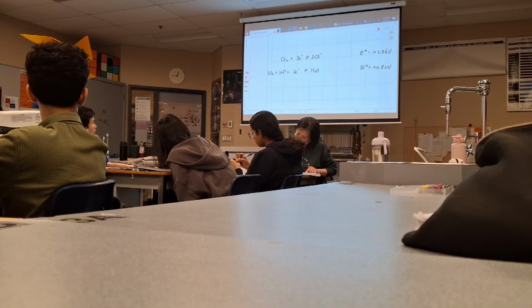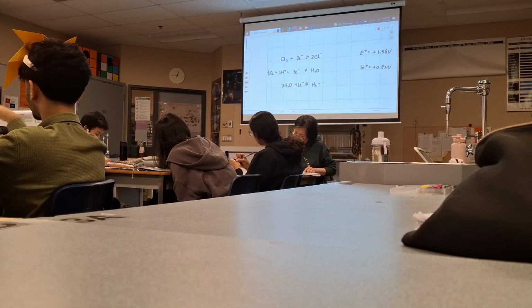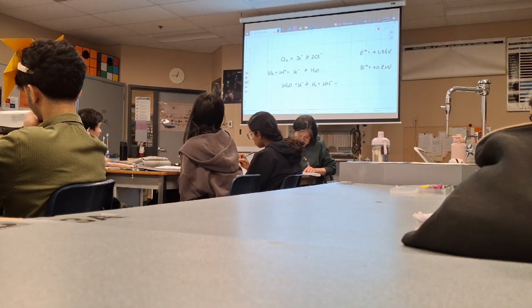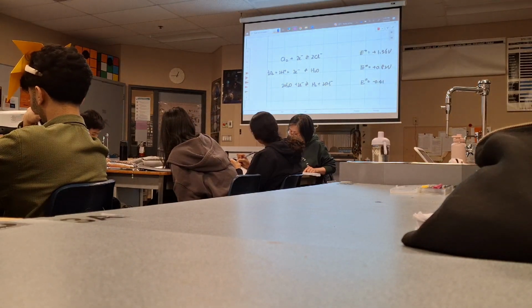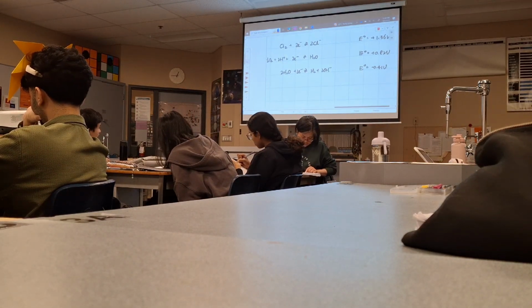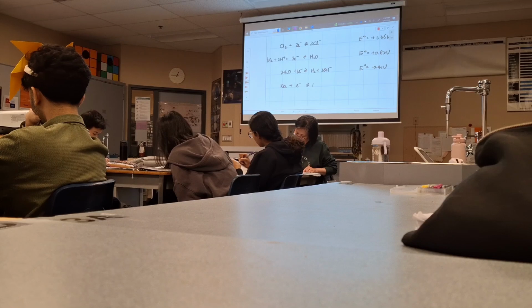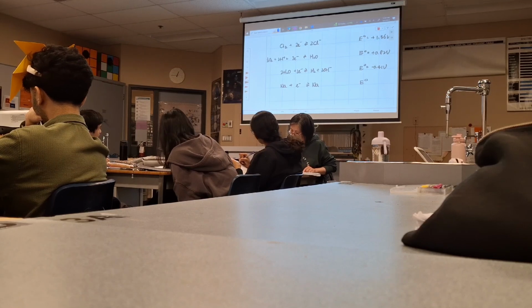Then I have down here 2 H2Os plus 2 electrons, giving me H2 plus 2 OH minus, and I end up with E naught equal to negative 0.41 volts. And then finally over here, my sodium, Na plus electron, giving me Na, and my E naught over here is negative 2.71 volts.